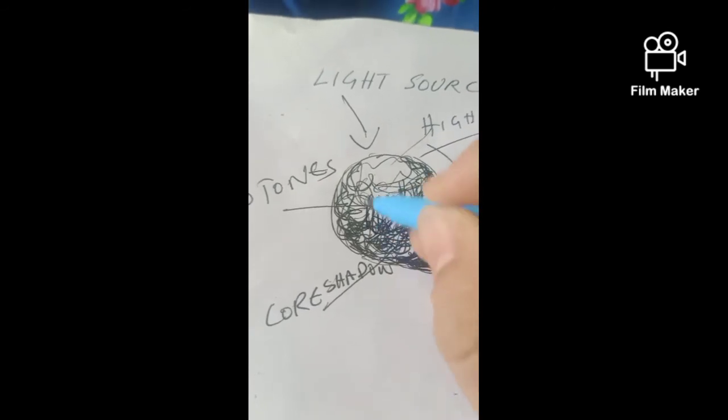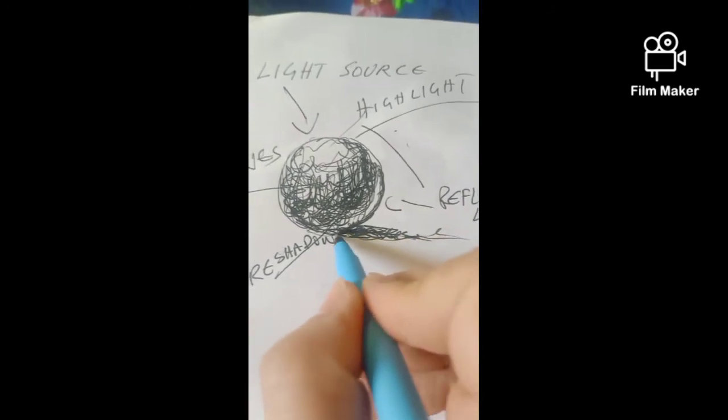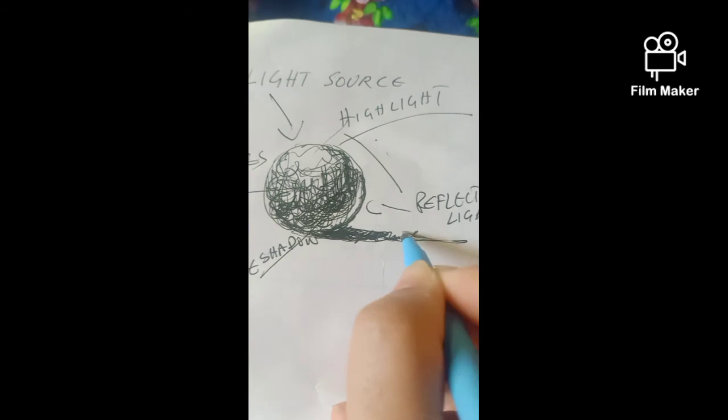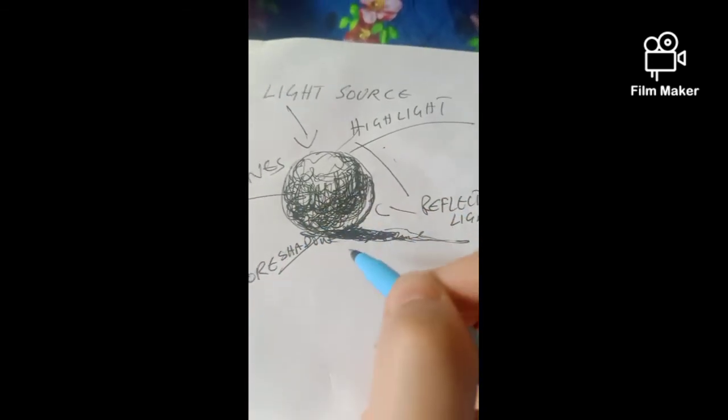Again, random lines. The more frequency, the darker the value is. Darker shadow. Easiest way to achieve volume.